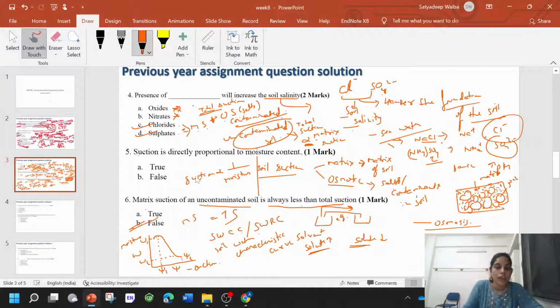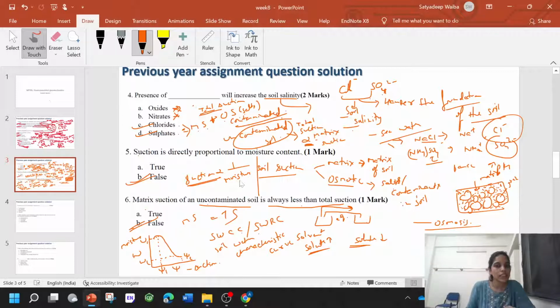Okay, why? This curve says that if a system has a high moisture content, then it needs less suction or less tension, and if a system has a low moisture content, it needs high tension or high suction to get the pore fluid out of the system. Okay, so the answer for this question is false.